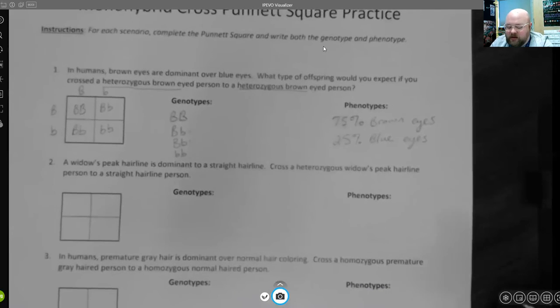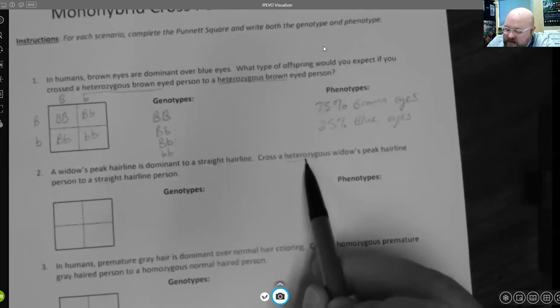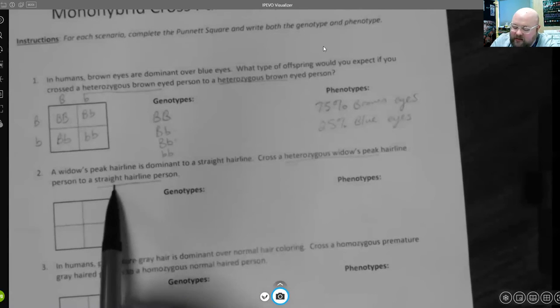Let's do another one here. Number 2 says a widow's peak hairline is dominant to a straight hairline. A widow's peak's like when you have that hair that comes down in the front, and that's going to be dominant to a straight across hairline. I don't even have a hairline, so what am I talking about? But anyway, if we look here, let's pick maybe the letter H because we're talking about different hairlines. And here's what we're going to cross. Heterozygous widow's peak to a straight hairline.